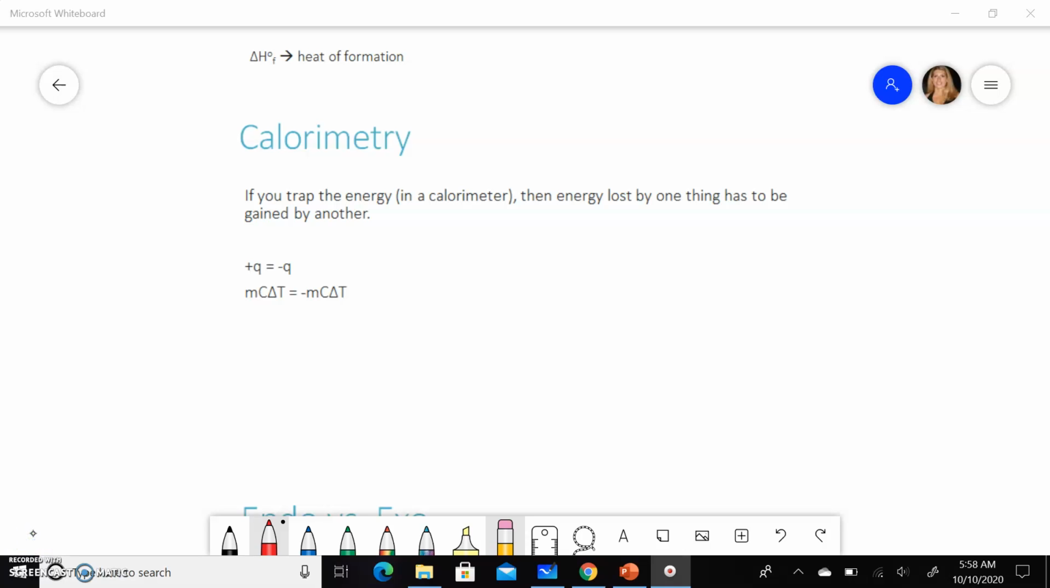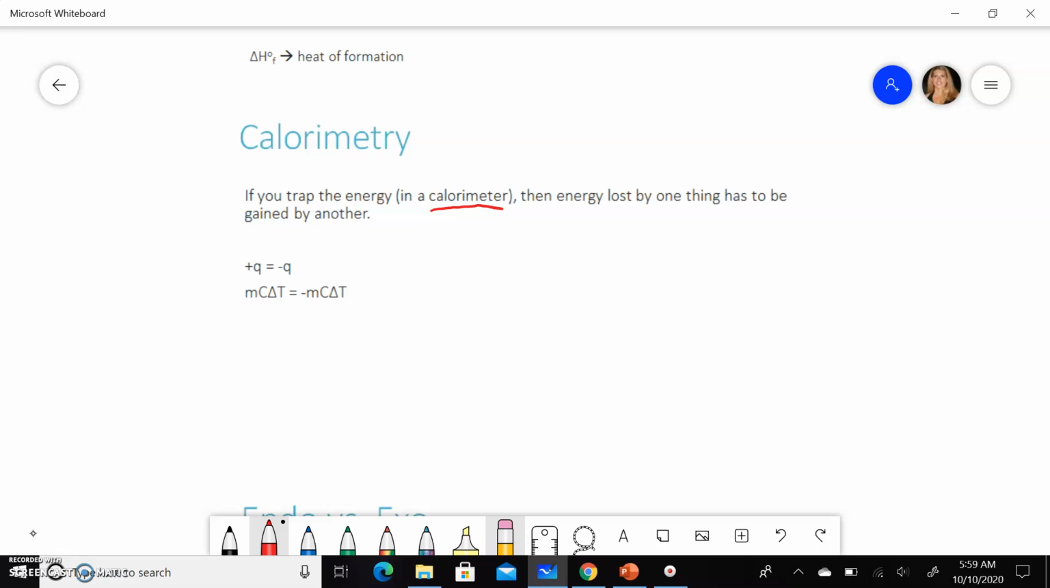All right, we just have a couple more things for this lesson. The next one is calorimetry, and metry means to measure. Calor has to do with the heat energy. So this is the idea where if you use something called a calorimeter, this is something that traps energy in, then we can do an exchange of energy from one thing to something different, and we can assume that all of the energy lost by one thing is going to equal the energy gained by something else.